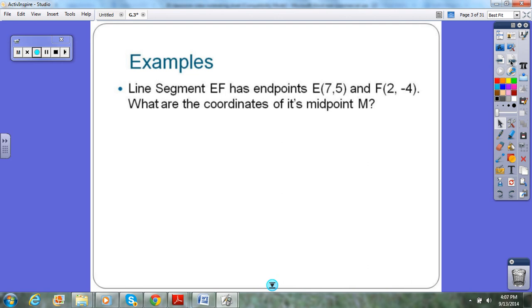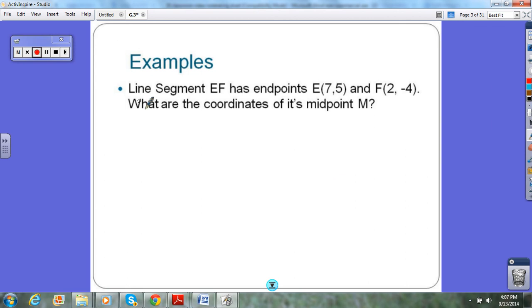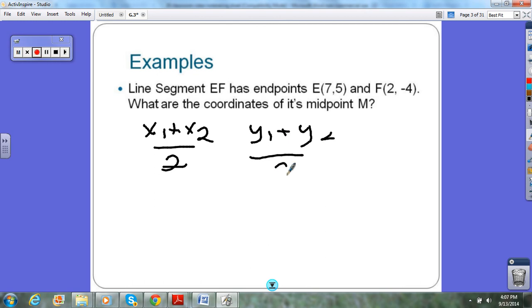Let's look at an example. We have line segment EF, and it has the endpoints (7, 5) and (2, -4). What are the coordinates of its midpoint M? With this, let's use our formula. So we know that we're going to have x1 plus x2 divided by 2, and we have y1 plus y2 divided by 2.